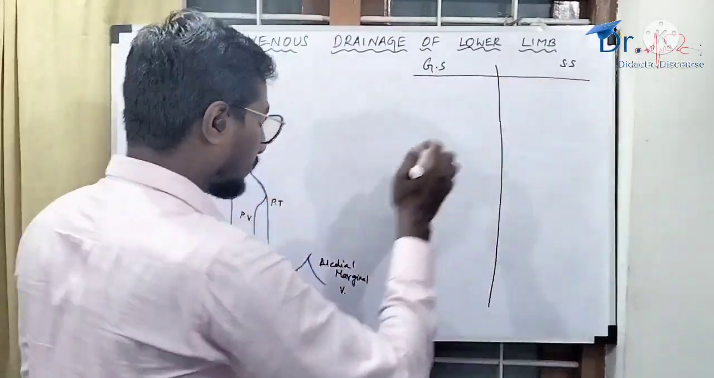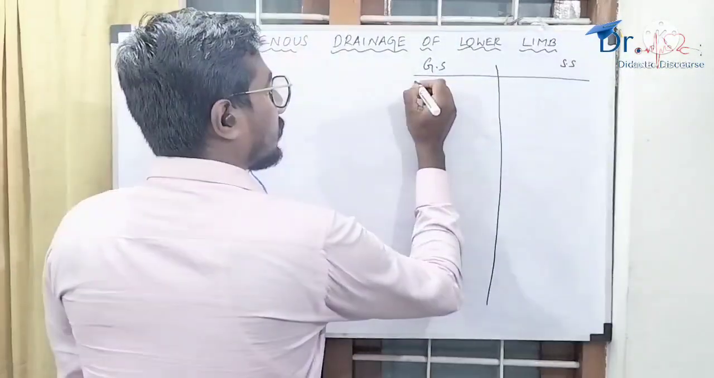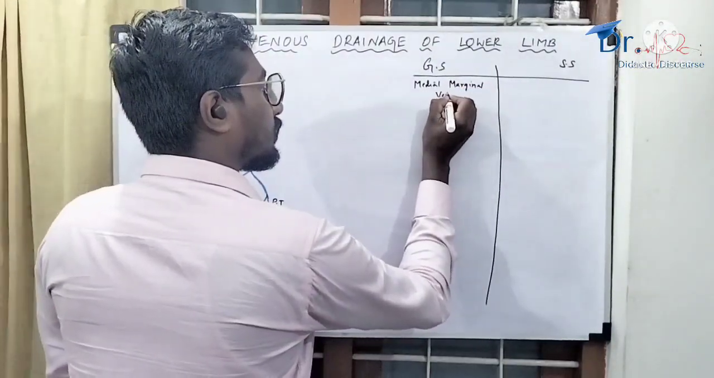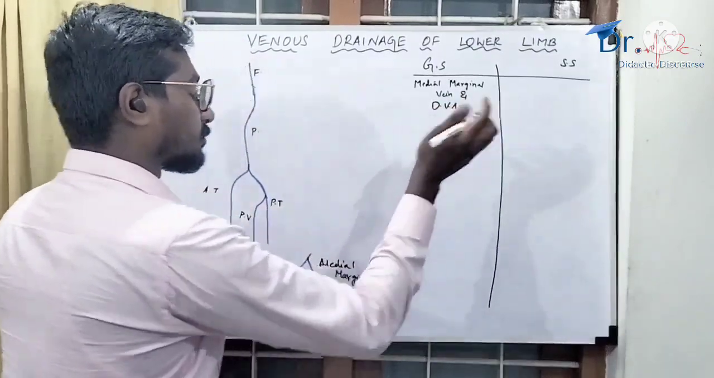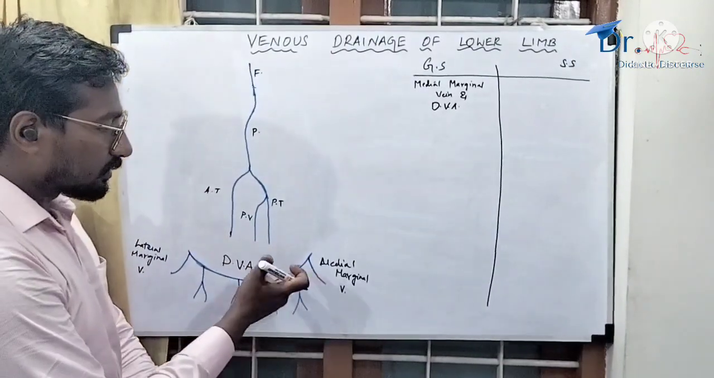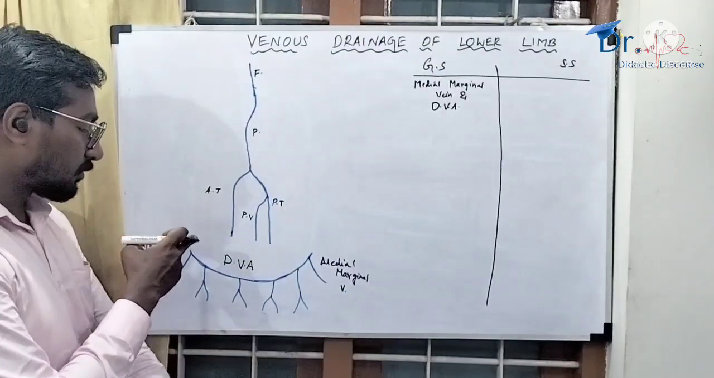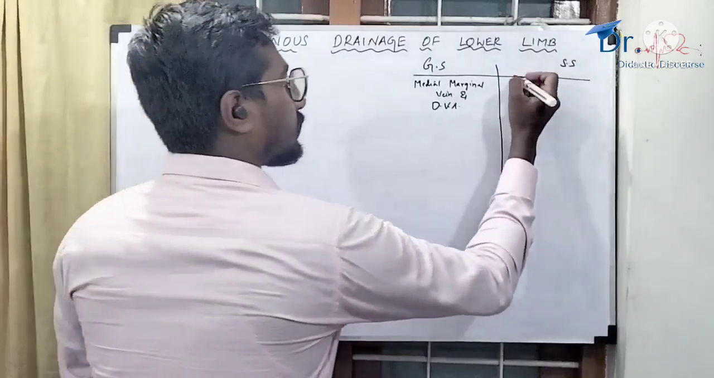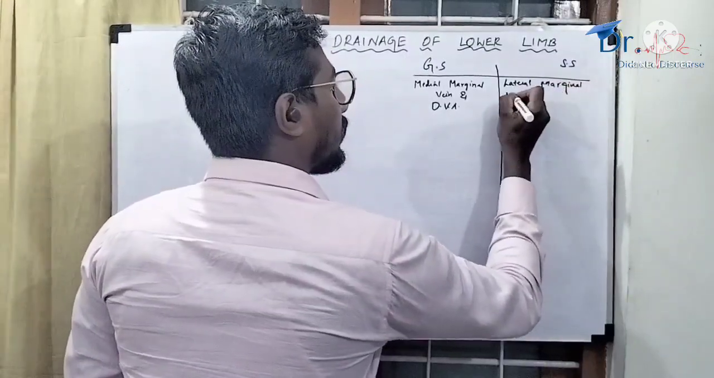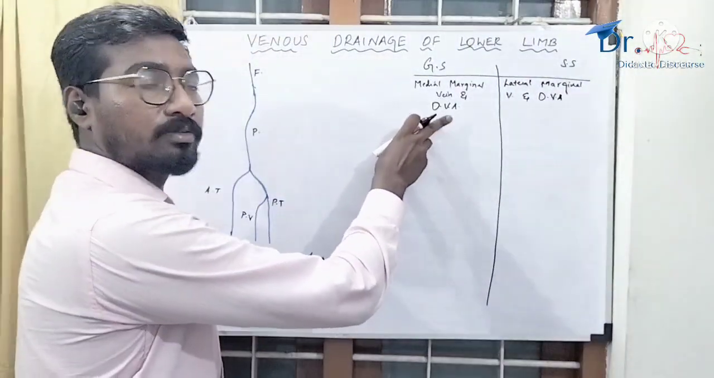So the origin of the great saphenous vein is the communication of the dorsal venous arch and the medial marginal vein. And the small saphenous vein starts from the communication of the dorsal venous arch and the lateral marginal vein. So here it starts from the medial end of the dorsal venous arch, and here the small saphenous vein starts from the lateral end of the dorsal venous arch and the lateral marginal vein.